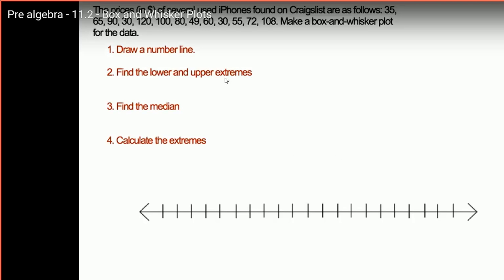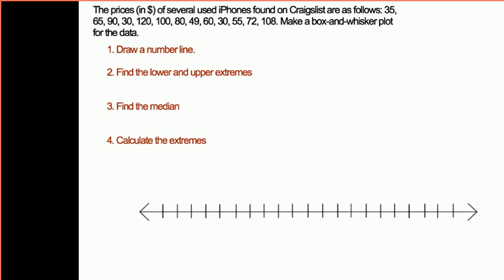Lower and upper extremes, which is the least value here, which is 30, and the greatest value, which is 120. Again, that means the smallest number and the largest number. The smallest number I have up there is 30. The largest I have up there looks like 120. So our data goes all the way from $30 to $120.